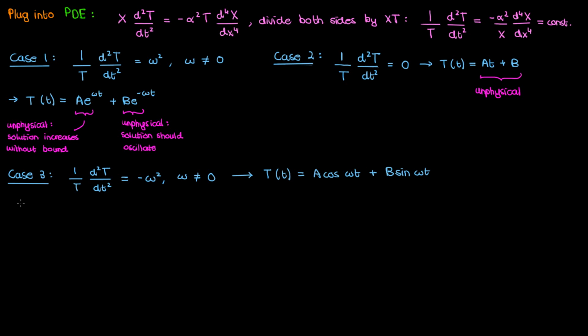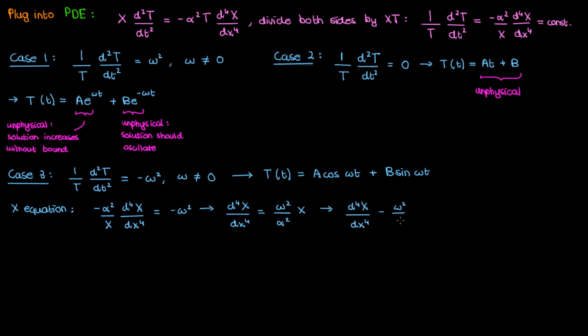But we haven't fully solved the PDE yet. We still need to solve the capital X equation. For a negative omega squared constant, the X equation looks something like this. Let's take the coefficient of the fourth derivative and move it to the other side, and then move the term on the right to the left so that I get a differential equation that equals 0.